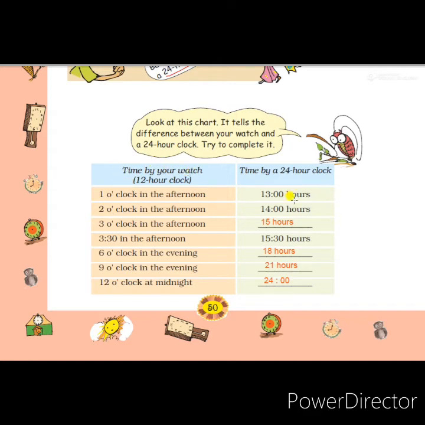So see here, first one, 1 o'clock in the afternoon, that means PM. So 1 o'clock plus 12, 1 plus 12 equals 13 hours in the 24-hour clock. Now 2 o'clock in the afternoon means 2 p.m. 2 plus 12 equals 14 hours in the 24-hour clock. Now given 3 o'clock in the afternoon. So 3 plus 12 equals 15 hours in the 24-hour clock.